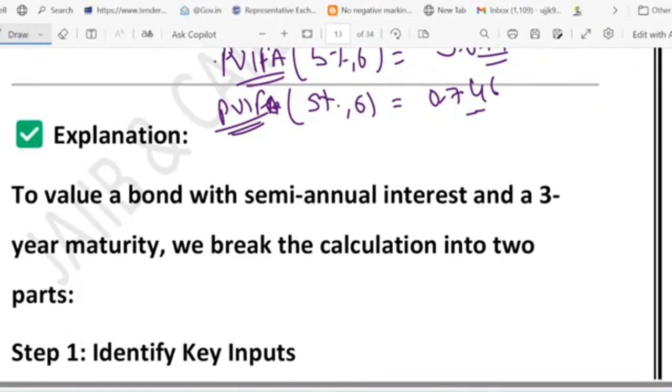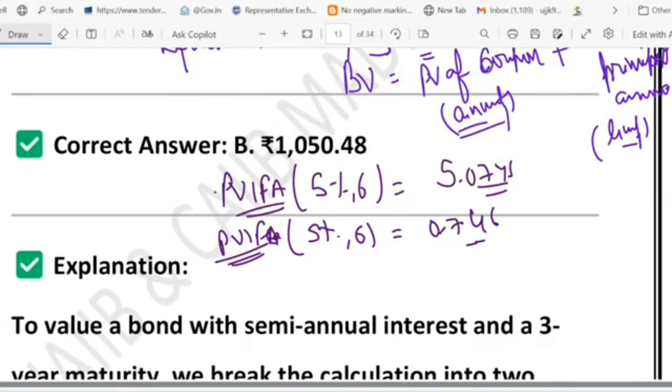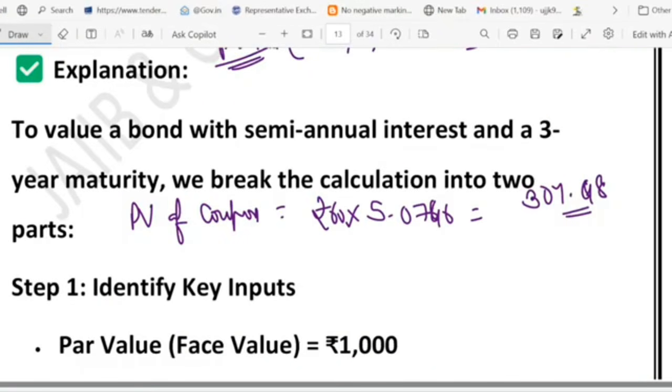So what we will do is calculate separately. Let's calculate the present value of the coupon. How do we do that? Multiply these 60 rupees with 5.0746, the PVIFA. How much will you get? You will get 304.48. So this is the PV value of the coupon.